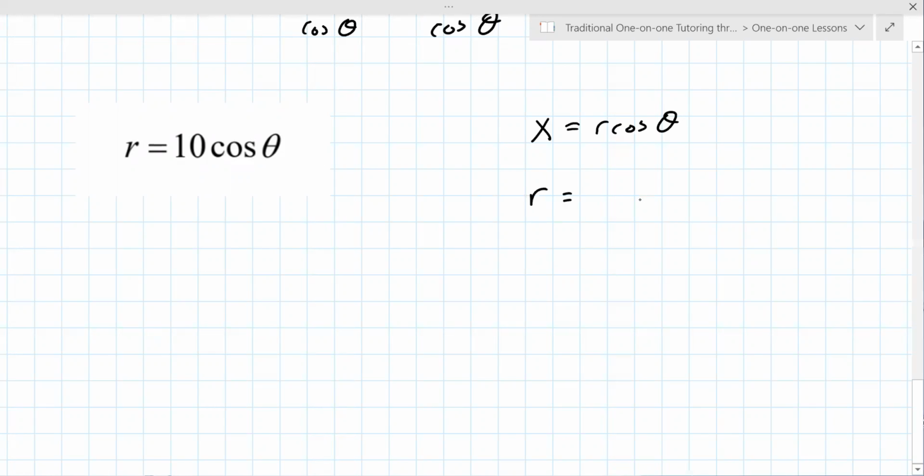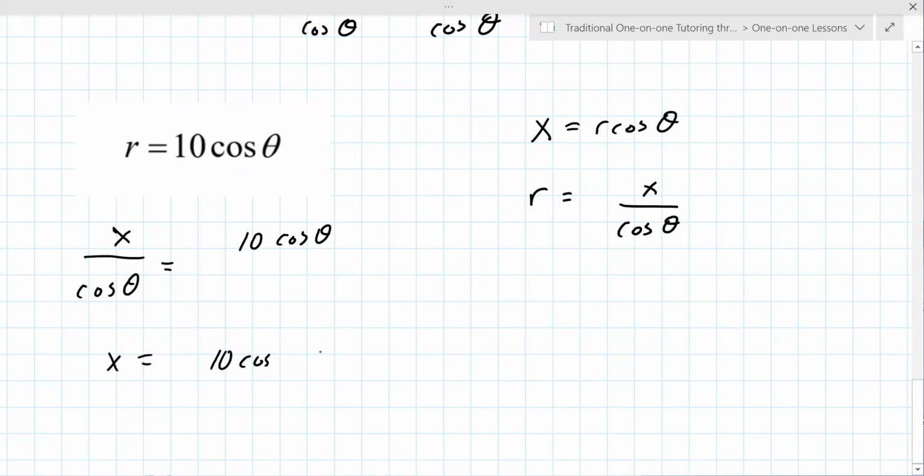So r is x divided by cosine theta. Okay. And then you put x over here, cosine theta equals 10 cosine theta. That's not great, because x now equals 10 cosine squared theta. Yeah. So when I graph this, it's a circle that's just moved to the right.